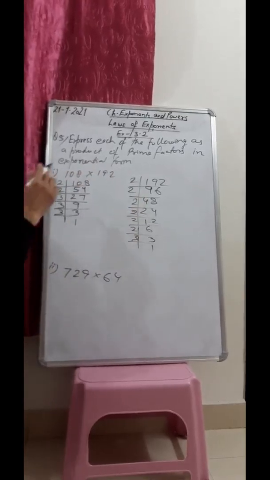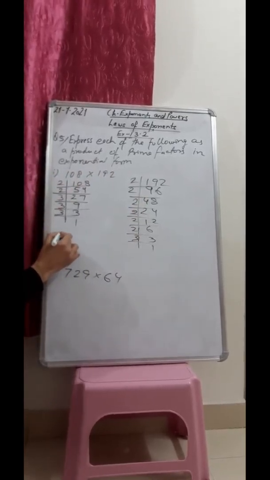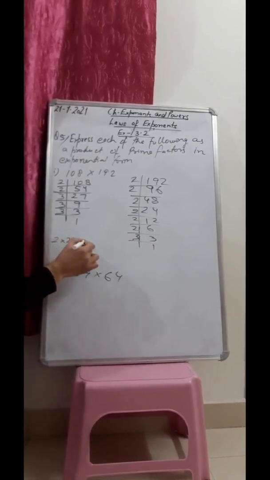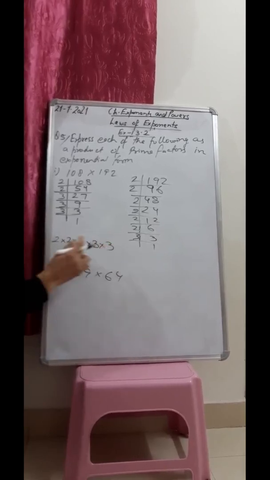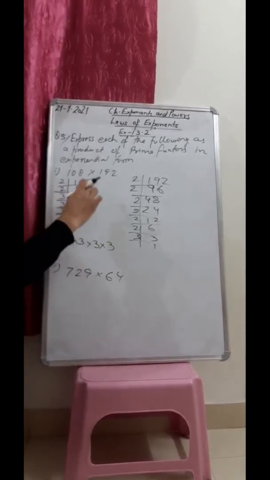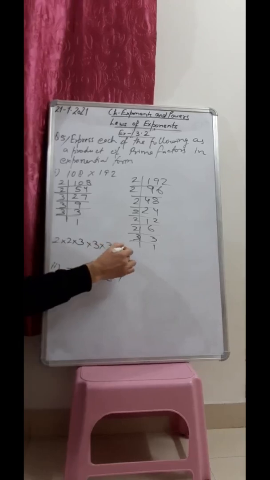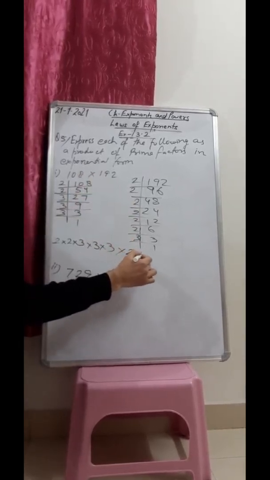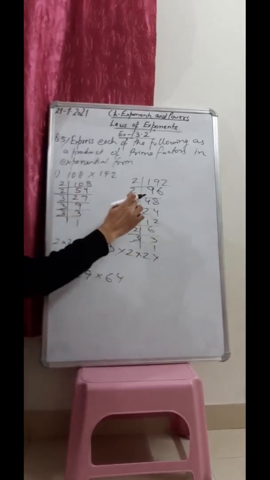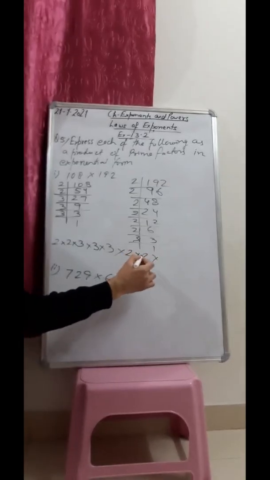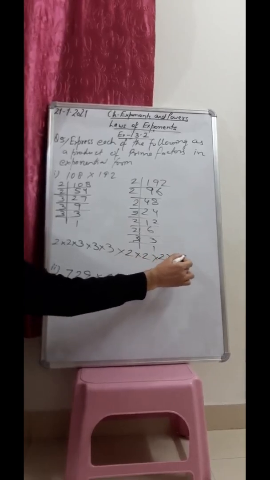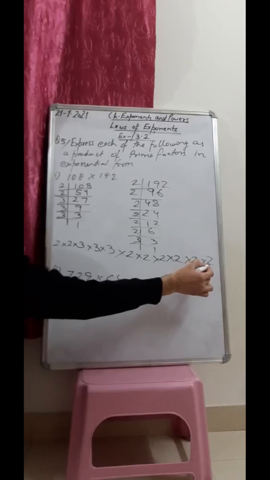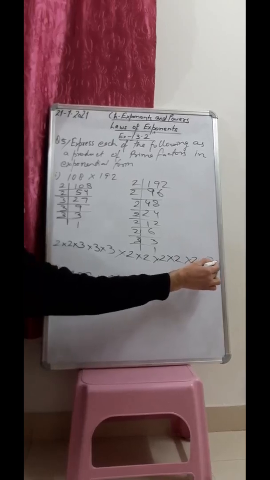So we have to write in exponential form. First write down the factors: 2 into 2 into 3 into 3 into 3. These are the factors of 108. Again these factors will get multiplied by the factors of 192, because here it is multiplied. So it will give you 2 into 2, then 2 six times, 1 2 3 4 5 6, and last here it is 3, so it will come as 3.